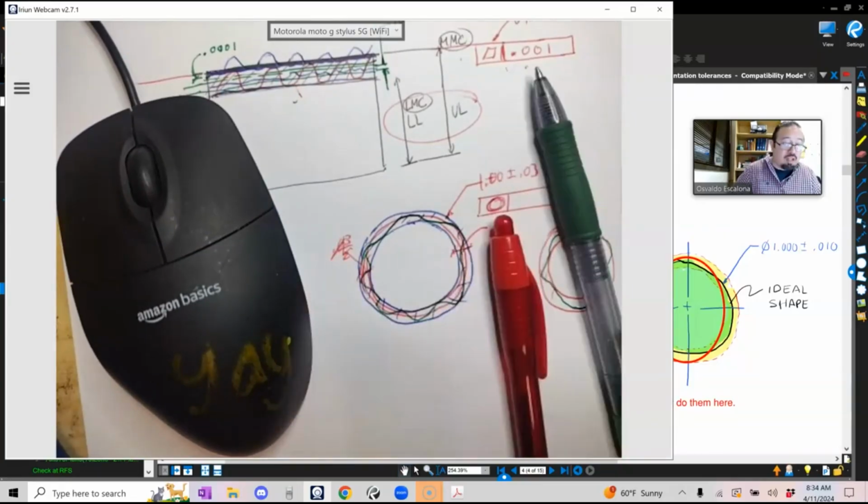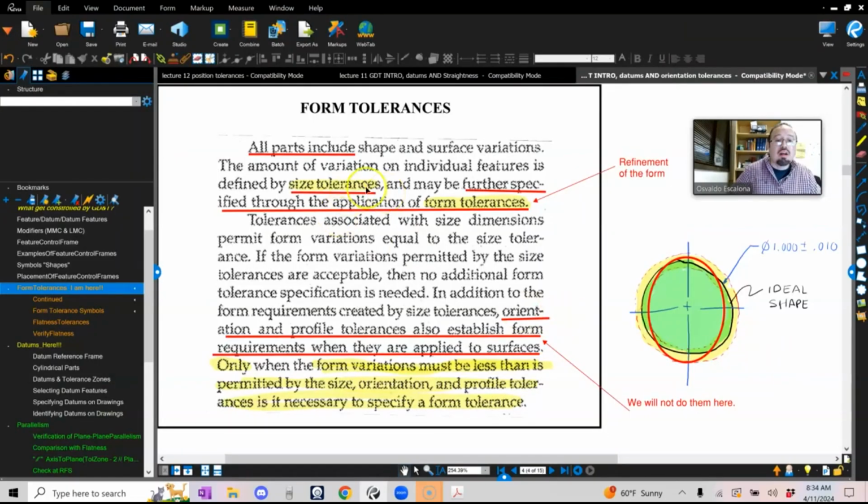So I'm controlling a further refinement to my size tolerances. The orientation and profile tolerances also establish form requirements when they are applied to surfaces. We will not do profile tolerances. That's out of the scope of the class. It's actually a little more complex.